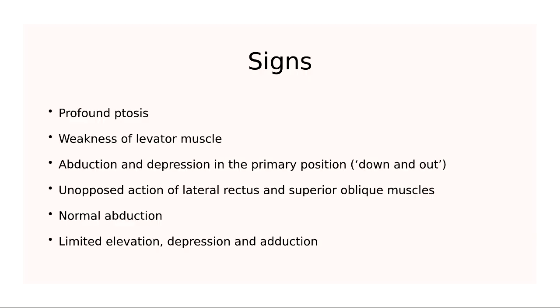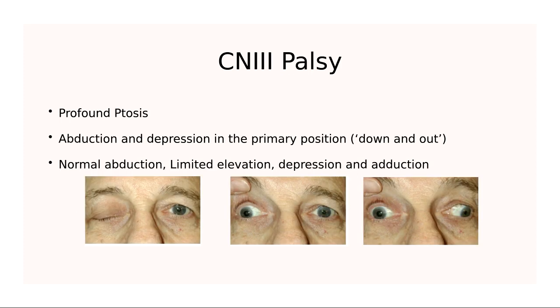So the signs of a third nerve palsy are profound ptosis, weakness of the levator muscles, and abduction and depression in the primary position, so the eyes are down and out. There's unopposed action of the lateral rectus and the superior oblique muscles. There's normal abduction, but there's limited elevation, depression, and adduction.